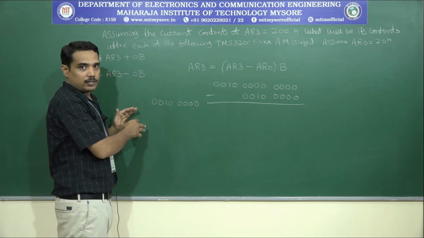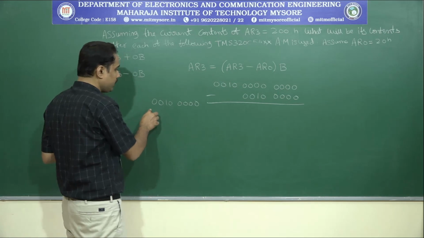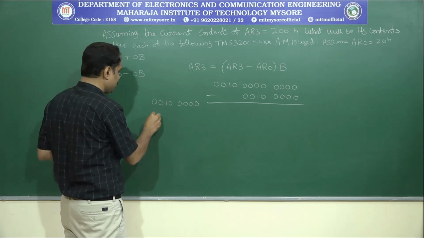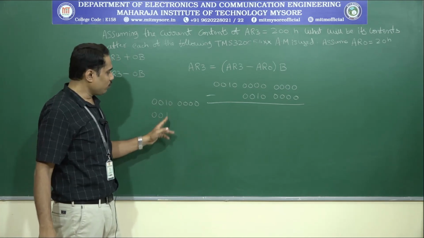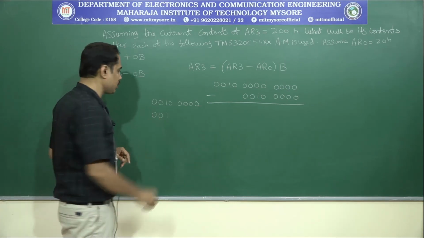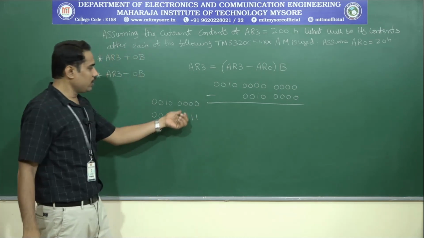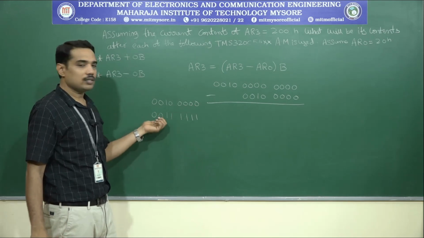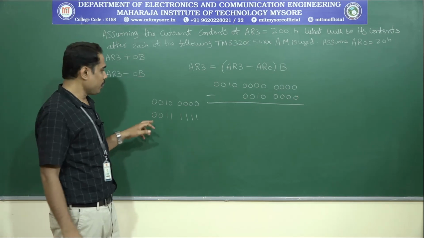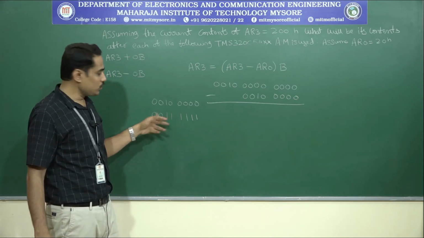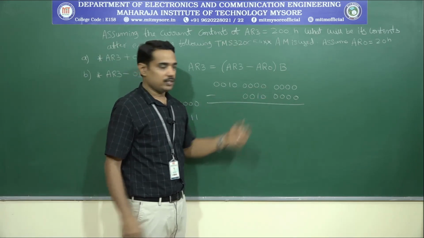If I follow the principle of taking 2's complement in a single step, starting from MSB, write as it is till 1 comes. After 1 comes, just invert the rest of the bits. That means 1, 1, 1, 1. I have just inverted the rest of the bits. I have got the 2's complement of 20H in a single step. Now, what I am supposed to do? I am supposed to replace this value here and perform the addition.